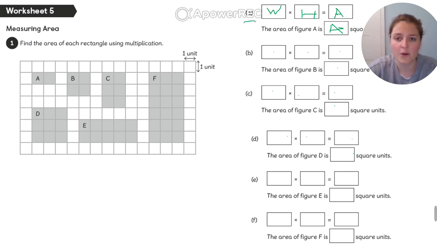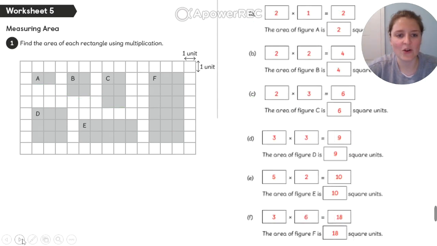And you can see for question A, this is question A. For question B, here is shape B. For shape C, here is shape C, and so on and so forth. Have a go by yourself. Okay, have a go. Let's see if you got those ones right.